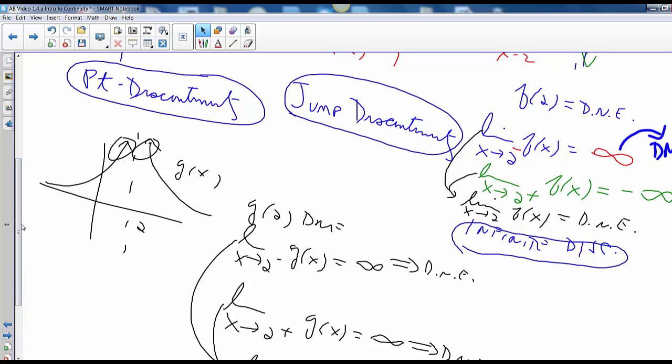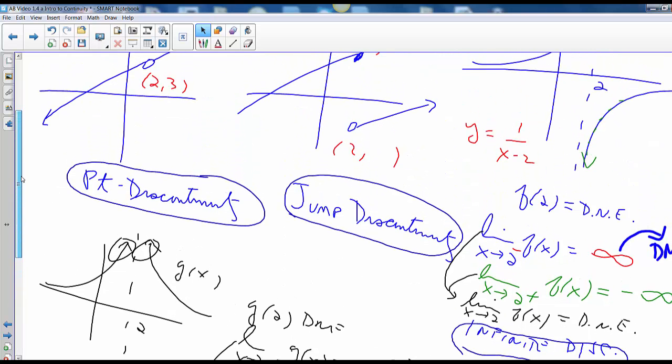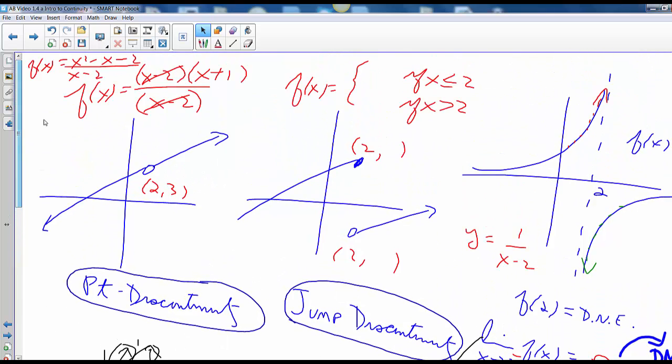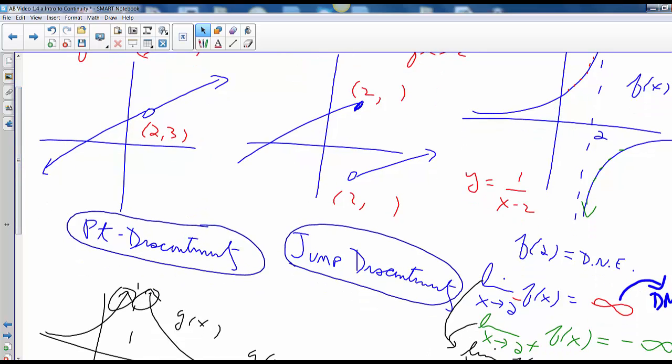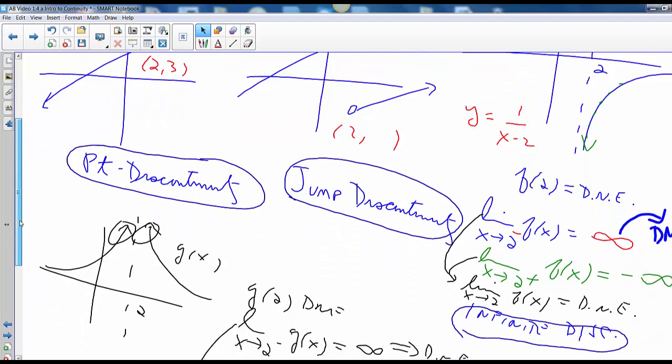I do want to just look at this one up here to show you that the limit as x approaches 2 from the left, so as I get closer and closer to 2 from the left, is going to positive infinity. However, when you approach 2 from the right side of 2, you are going down to negative infinity. Now what happens is the two-sided limit for that one would simply not exist.